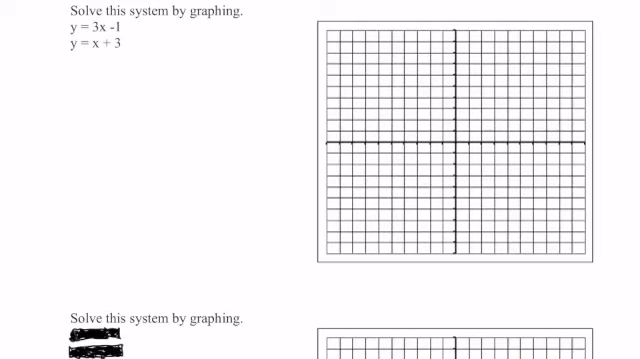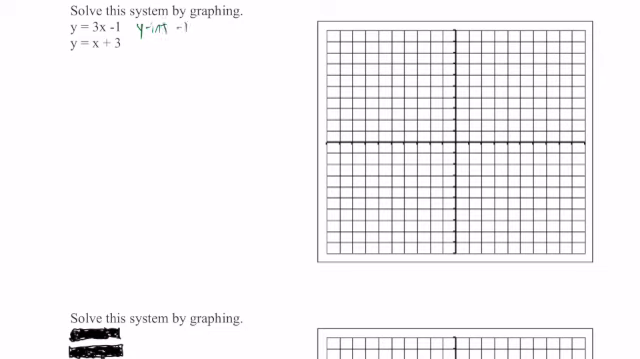One way to solve a system of two linear equations is by graphing two lines and seeing if you can find a point where they cross. Suppose we have the system y equals 3x minus 1 and y equals x plus 3. To graph our first line, we would notice that this graph would have a y-intercept of -1.